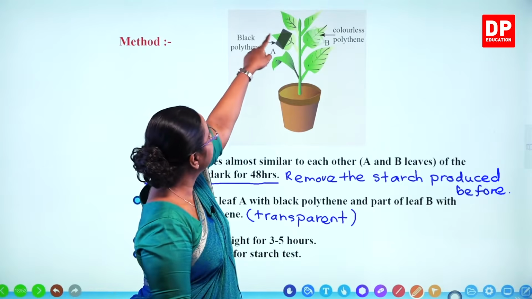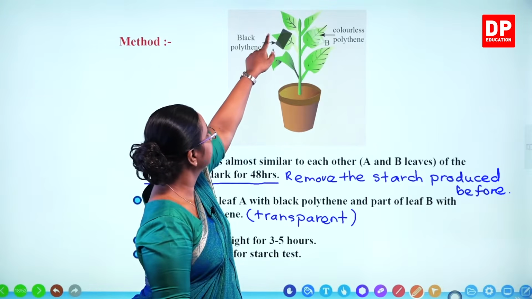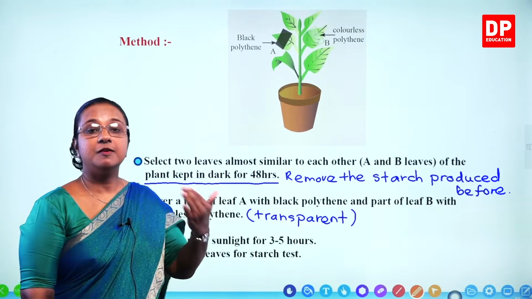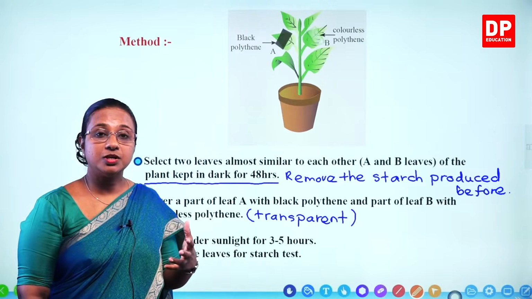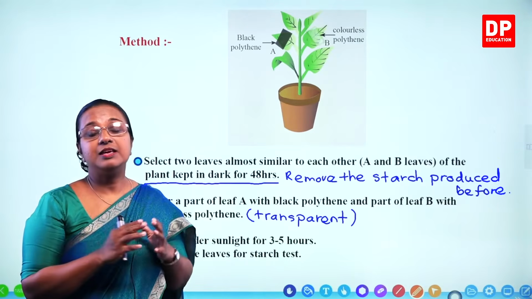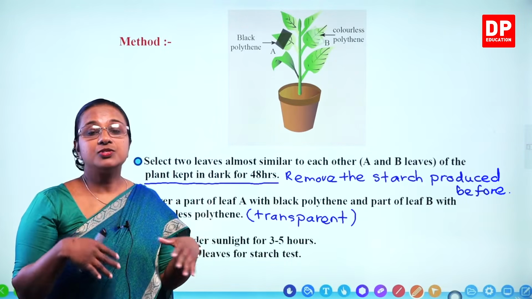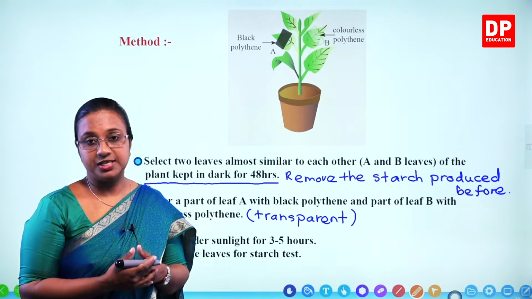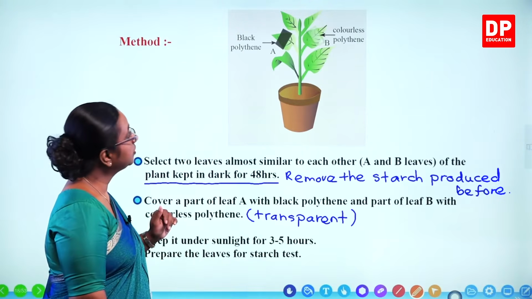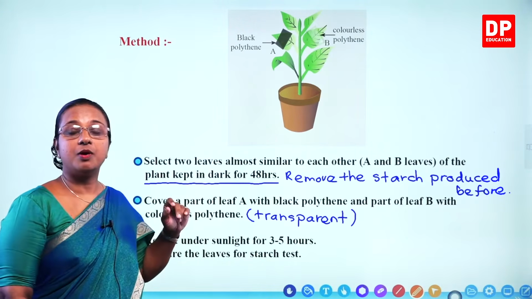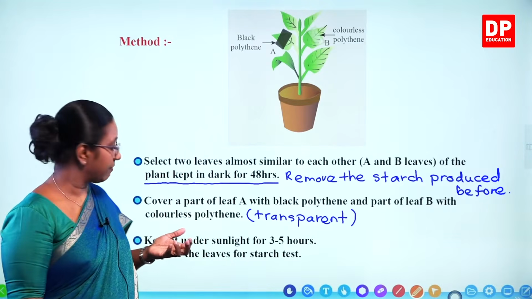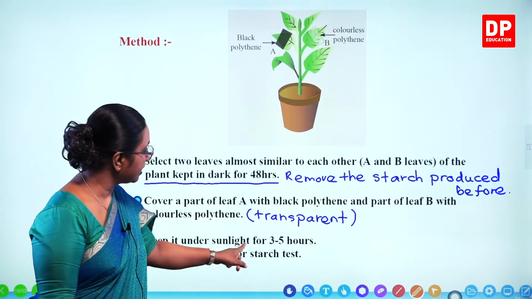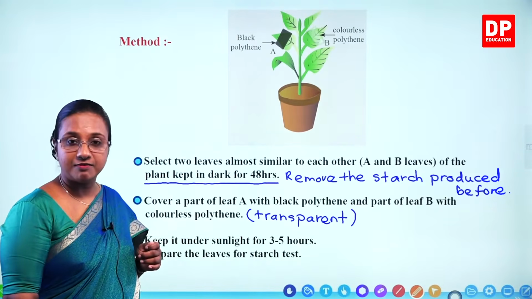Here again in leaf A, the other two sides, the tip and the base of the leaf will get sunlight. So that means we can make sure that the leaf is alive and also it can do photosynthesis. After doing this, we place this pot in direct sunlight for about 3 to 5 hours.